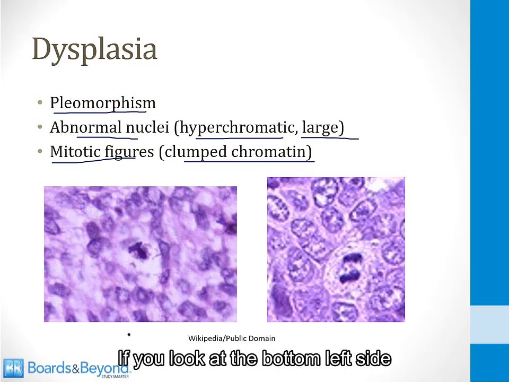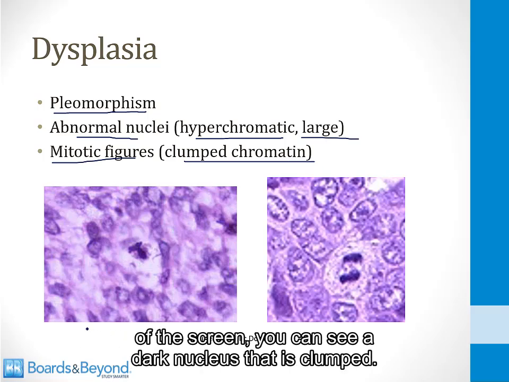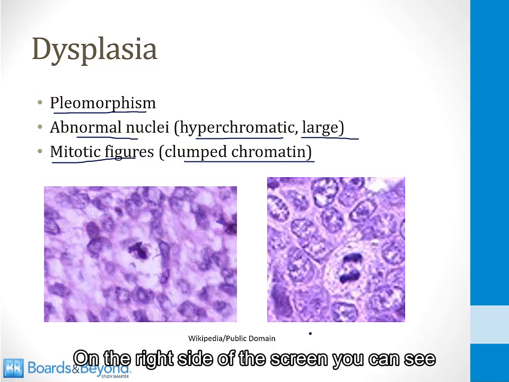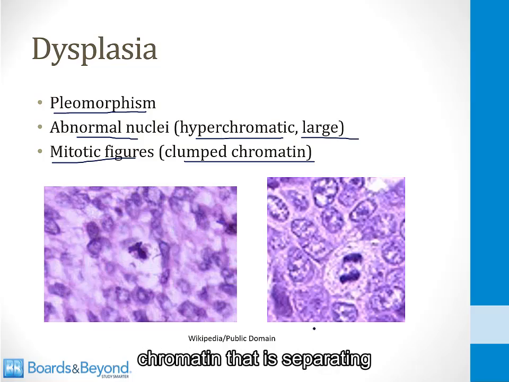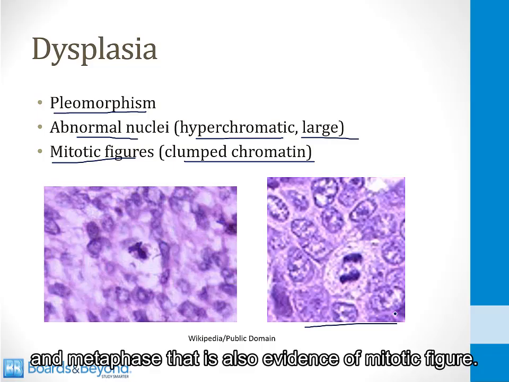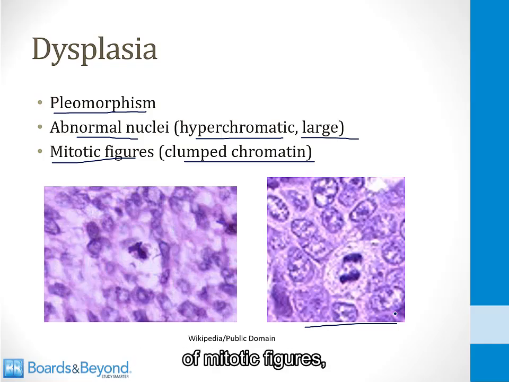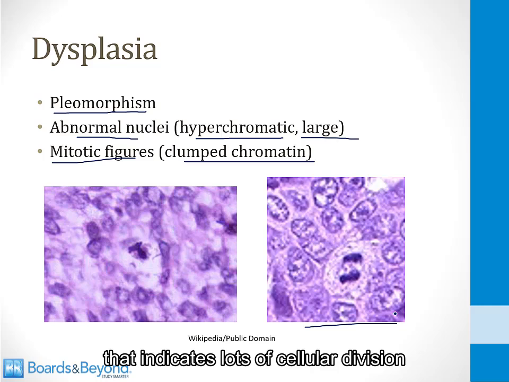If you look at the bottom left side of the screen, you can see a dark nucleus that is clumped. That is evidence of a mitotic figure. On the right side of the screen, you can see chromatin that is separating in metaphase. That is also evidence of a mitotic figure. Under normal circumstances, you may see rare mitotic figures, but when you see lots of mitotic figures, that indicates lots of cellular division, and that is evidence of dysplasia.